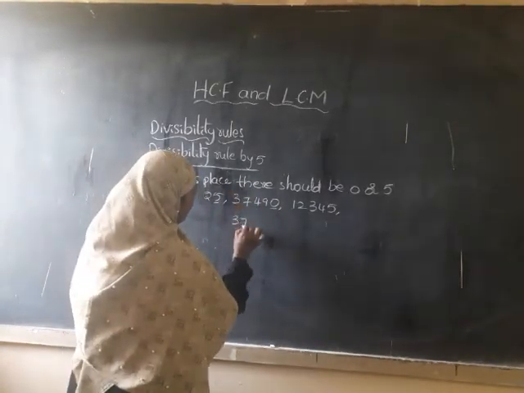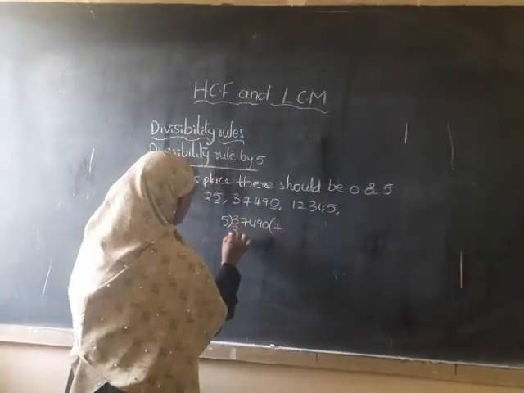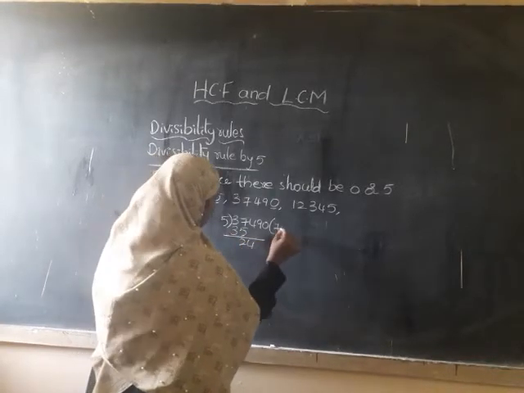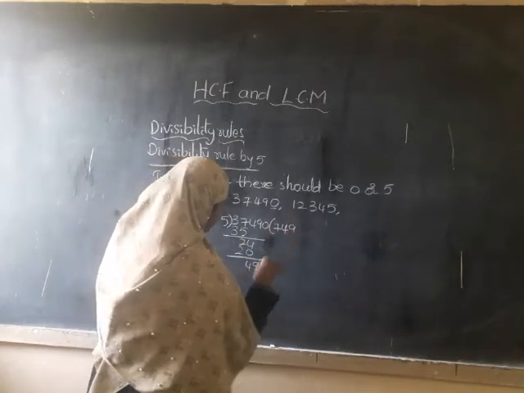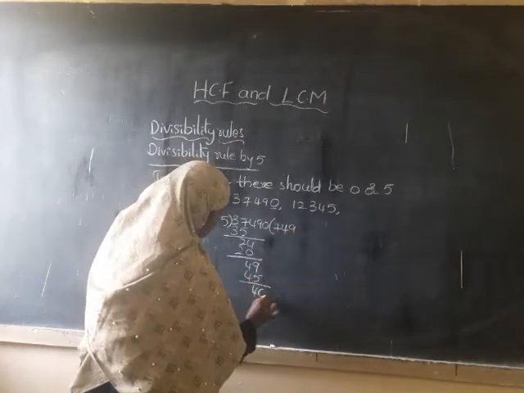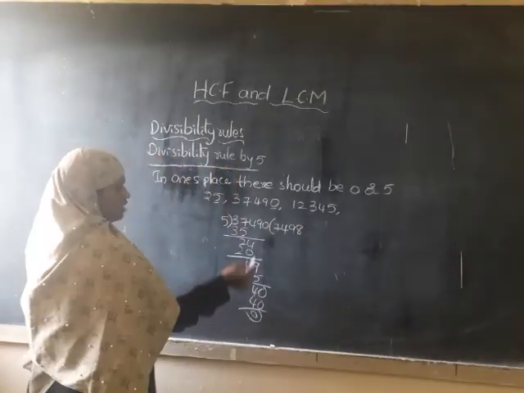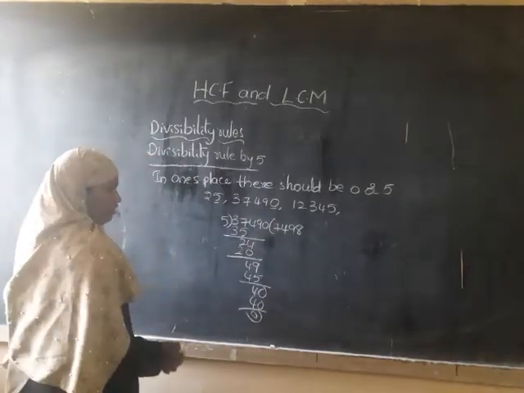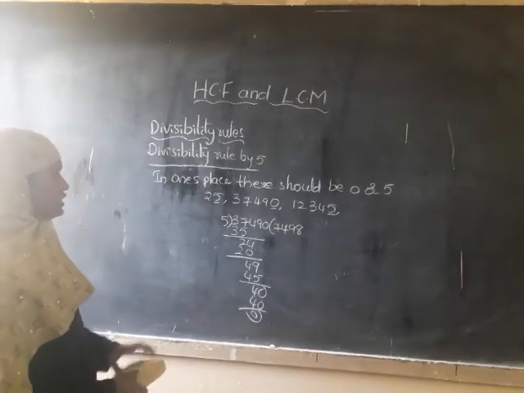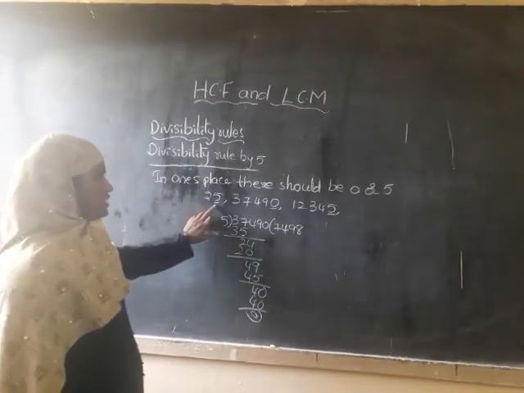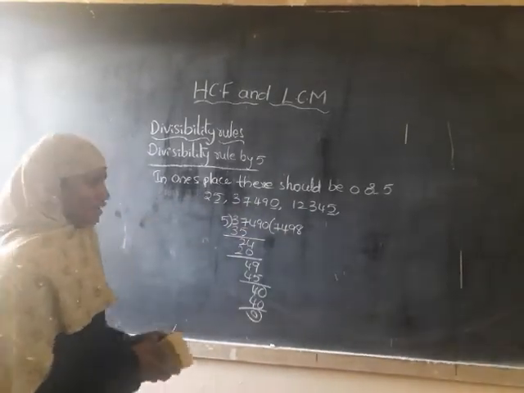Let me check by actual division. 5 sevens, 35. 5 fours, 20. 5 nines, 45. 5 eights, 40. So you get the remainder 0, that is completely divisible by 5. Now, in one's place there is a 5, it is also divisible by 5. So the divisibility rule by 5 is nothing but in one's place there should be 0 or 5. Then that number is completely divisible by 5.